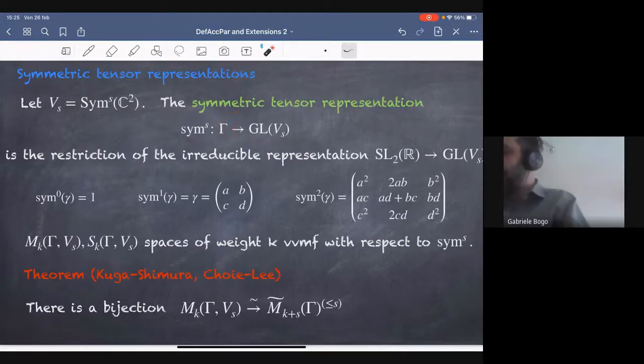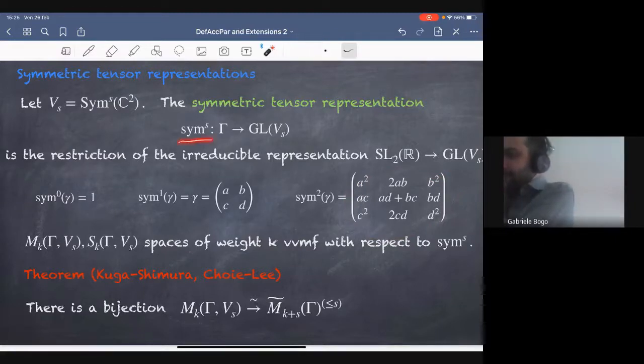And here I give a few examples in a given basis. In the case of 0, you just get 1. Sym 1 is just your matrix gamma you started with. And Sym 2 has this form, for example. And you can consider the space of vector valued modular forms with respect to this representation. So they are vector valued functions that transform in a modular way with respect to the automorphy factor given by these representations.